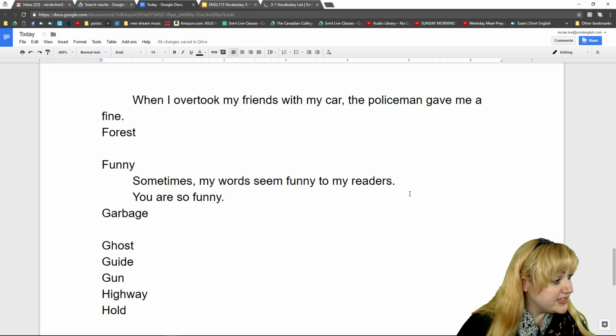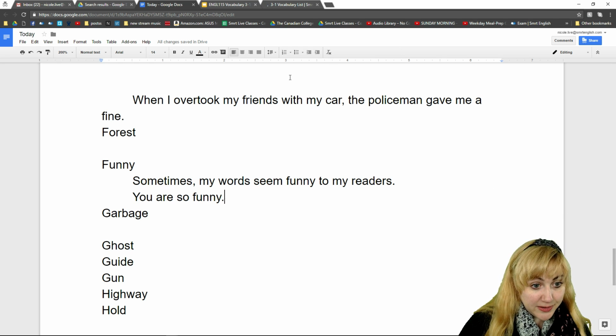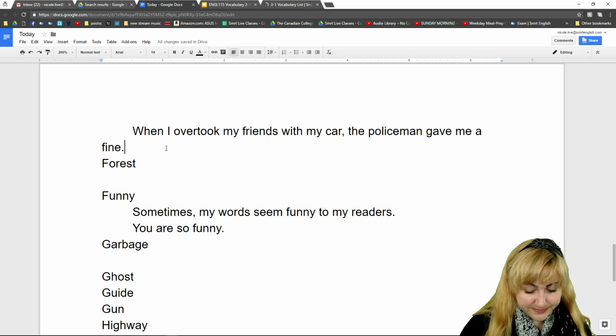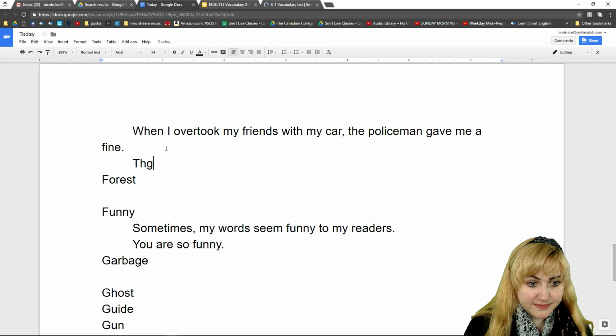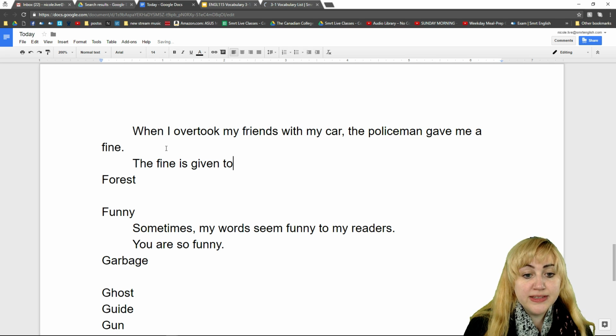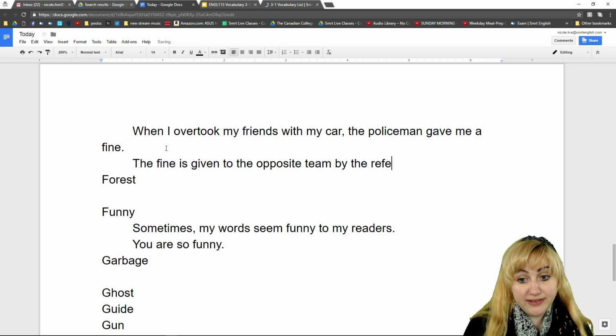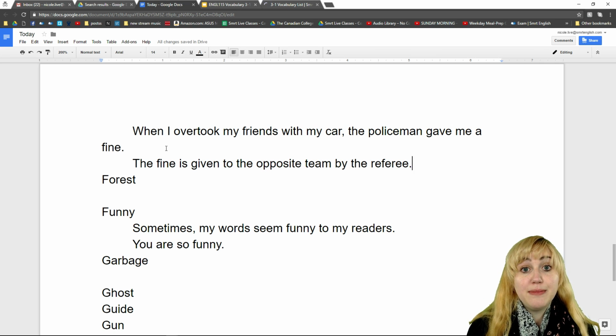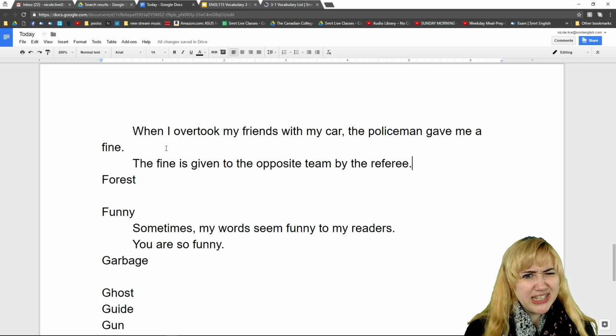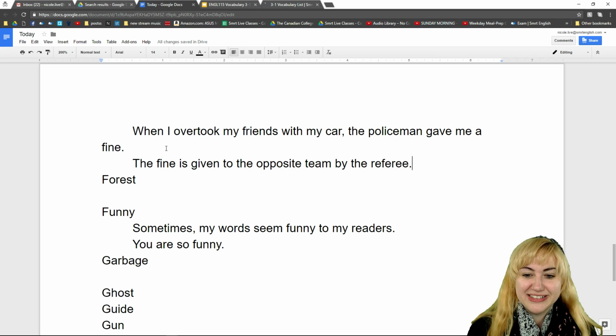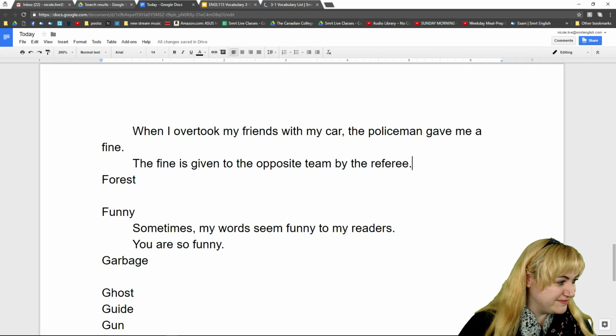The fine is given to the opposite team by the referee. Oh, that's another good one for fine. Good. So if the opposite team has to pay money, and sometimes this is true in professional sports, especially American football, there's lots of fines. And basketball too. So good, very good.